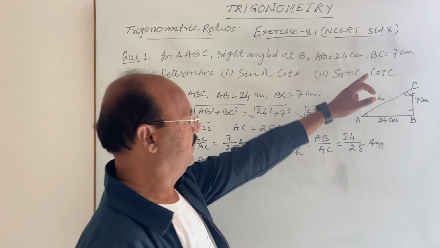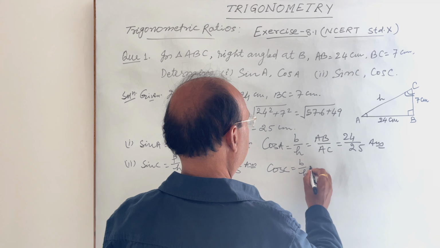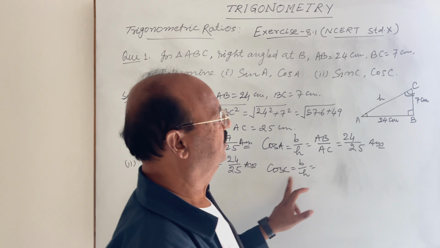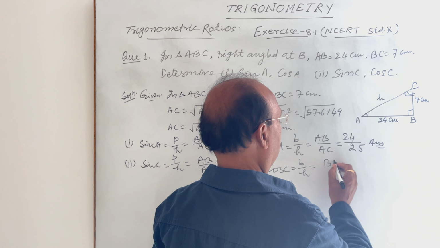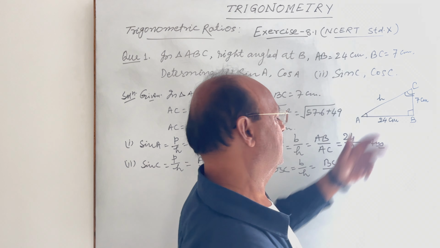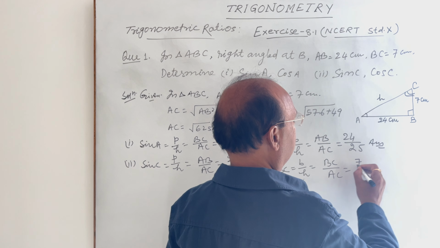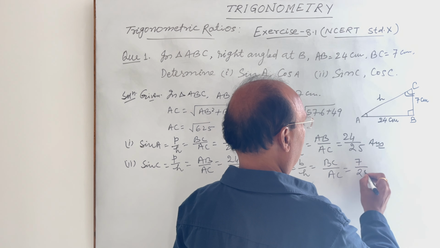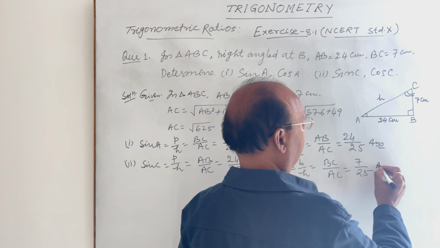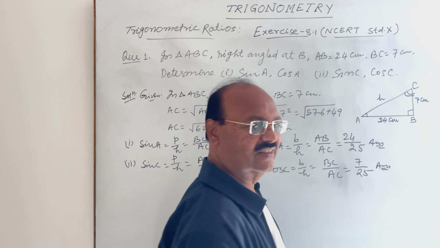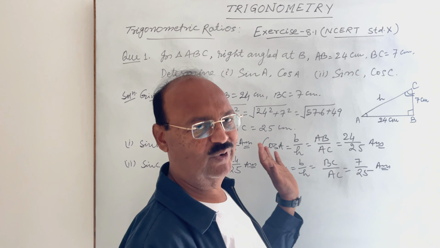Now let us find out cos C. Cos is always B by H, but with respect to angle C, BC is the base. So this is BC and hypotenuse is AC. BC is 7 and AC is 25. So cos C is equal to 7 by 25. This is the answer. Very interesting, very simple, but the question is very important.